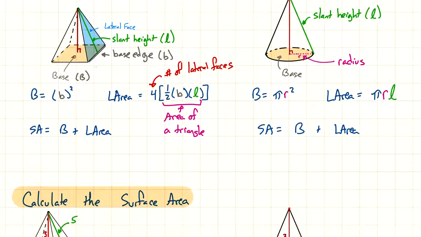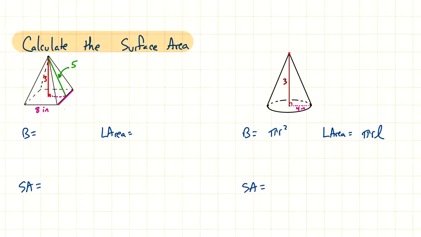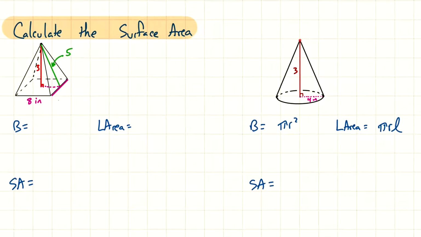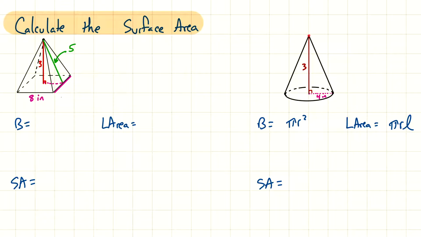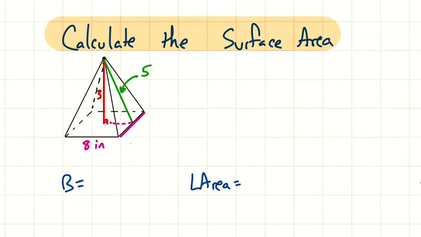All right, so let's do this with numbers, and then I can test out whether you're getting these correct or not. All right, so let's start with the pyramid. I'll zoom into the pyramid for right now. So let's calculate the surface area of this shape. So we're going to start with the base area. So that means we want to know what's the area of this base on the bottom.